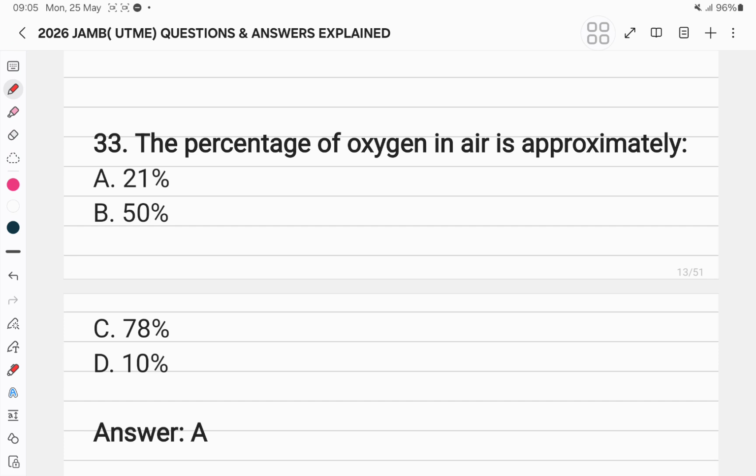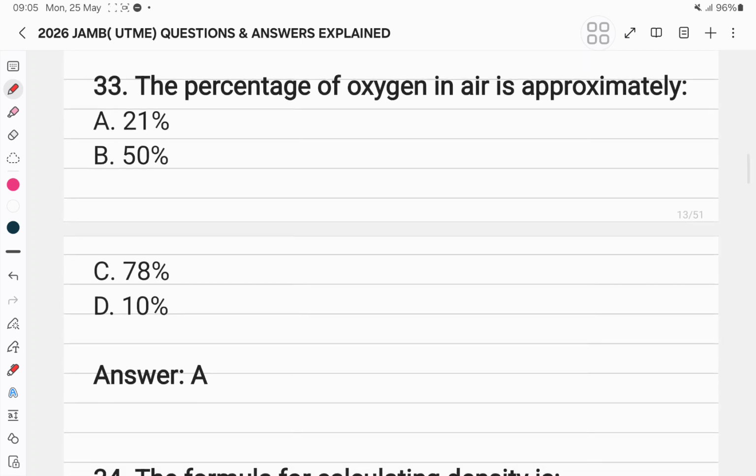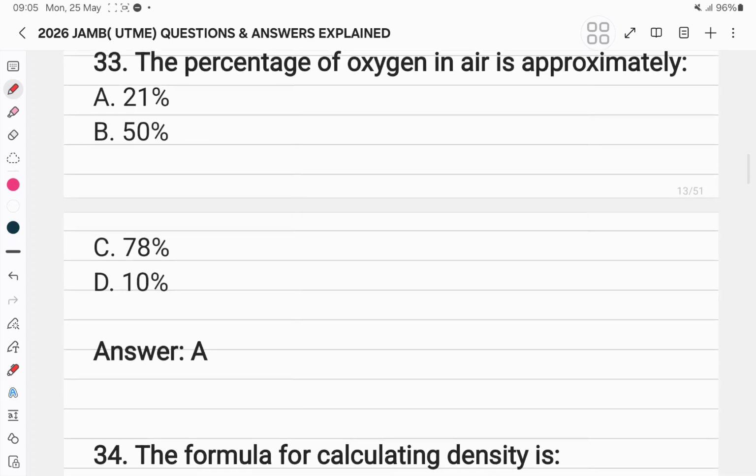So air consists of 5 main constituent gases: nitrogen, oxygen, carbon dioxide, water vapor, and the noble gases. The largest among them by volume is nitrogen, followed by oxygen. So oxygen is approximately 21% of the volume of air. So the answer is A.